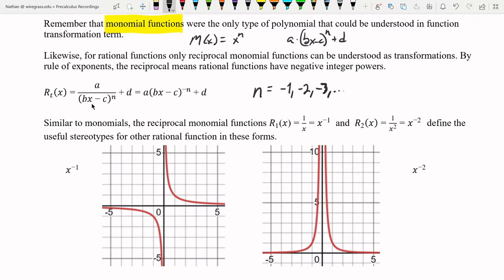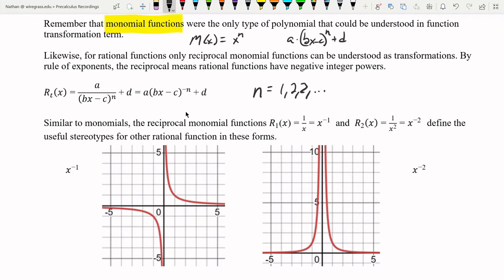And so they're going to look like this, where we have a over this plus d. Same a, b, c, and d, all the same transformation parameters. And that simplifies because a division by a power, you can rewrite as a negative power. So here n is 1, 2, 3, and so on. 0 doesn't really make sense. It's down here in the denominator, and it becomes negative as a result.